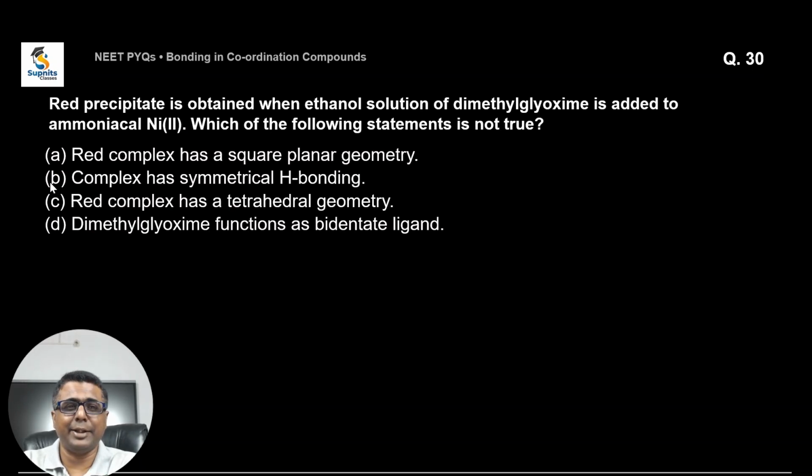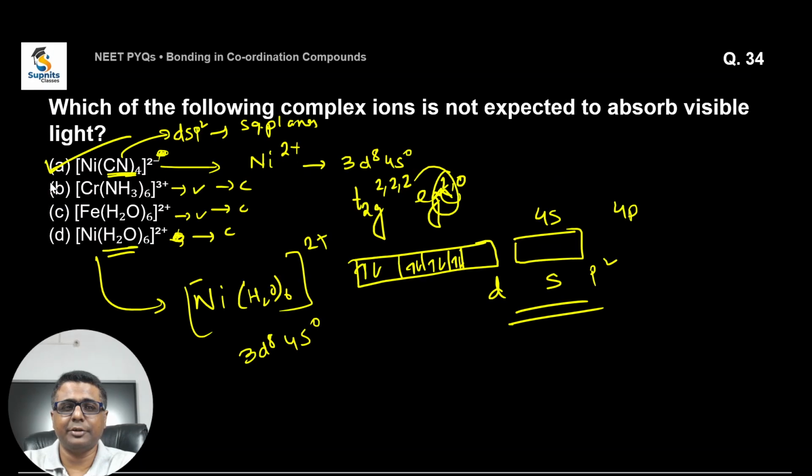Ni(CN)4 2 minus is diamagnetic. Do you want to see this? We have done it or not? Here it is, Ni(CN)4 2 minus. We have already done this. Give it a practice, guys.